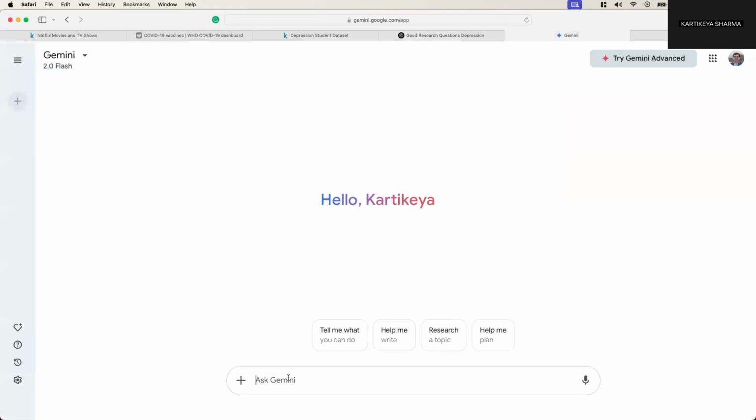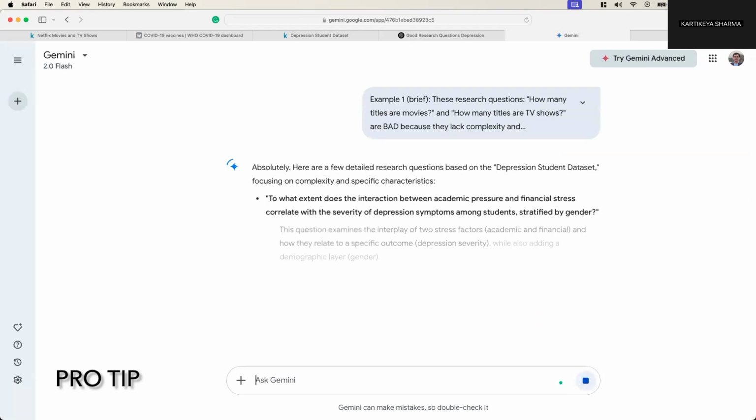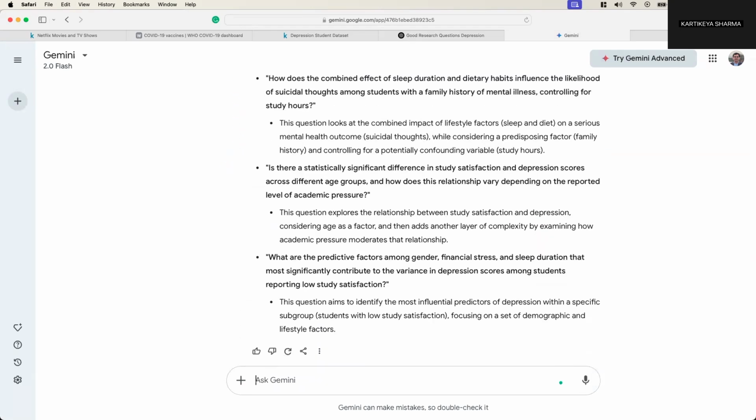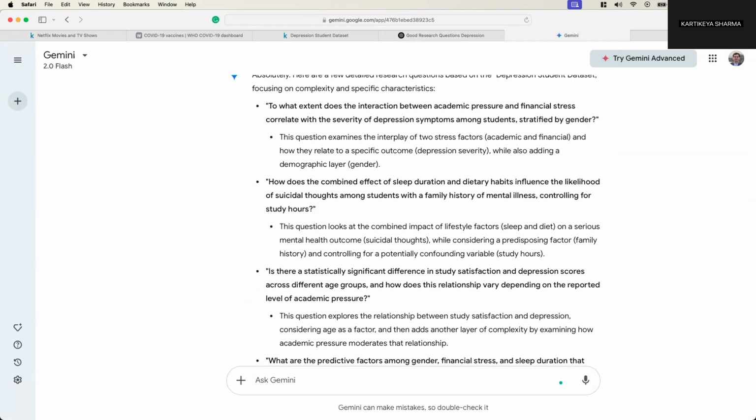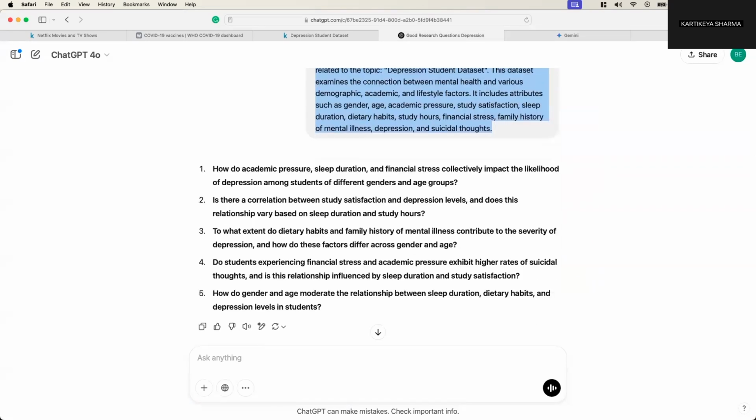The pro tip here is really to ask the same question to different generative AI models and see if we can find anything that's more interesting than we've seen before. So I've pasted it in Gemini here, which is from Google. One of the questions here is, how does the combined effect of sleep and dietary habits influence suicidal thoughts? And it also combines this aspect of looking at study hours. We also have a brief description of the research question. This is talking about two different characteristics, sleep duration and dietary habits. When we looked at ChatGPT, it was looking at dietary habits and family history instead of sleep duration.